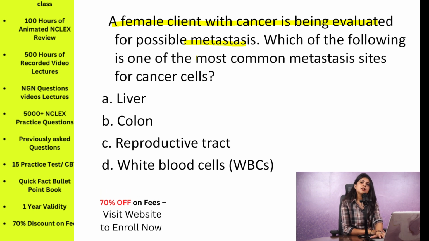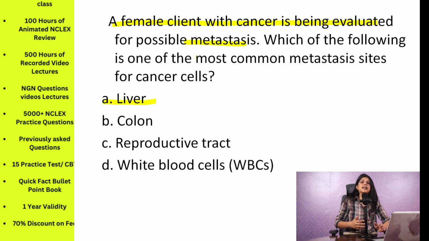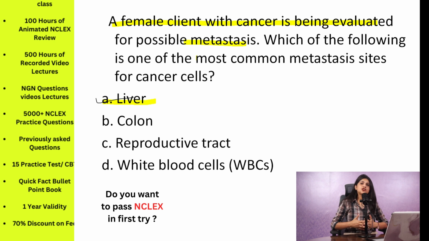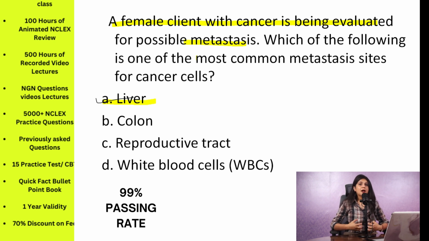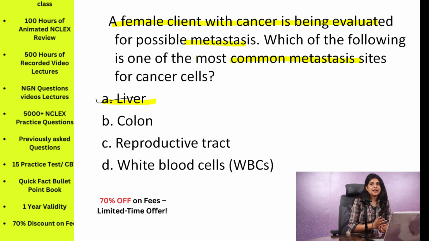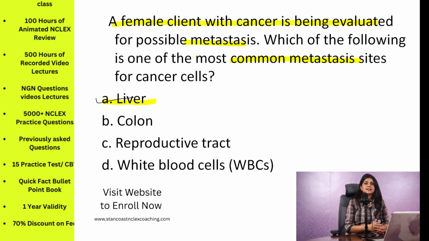WBCs. Answer: A. Liver. Rationale: the liver is a common site for metastasis due to its rich blood supply and role in filtering blood. Many cancers, including those of the GI tract, breast, and pancreas, commonly metastasize there. The colon and reproductive tract are primary sites of some cancers, but are not frequent metastasis sites. WBCs are not a common location for metastasis, though hematologic cancers affect them.